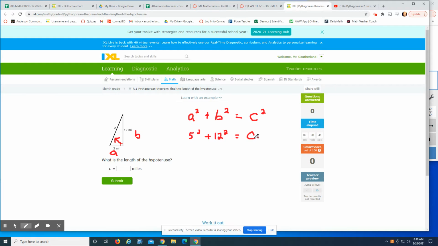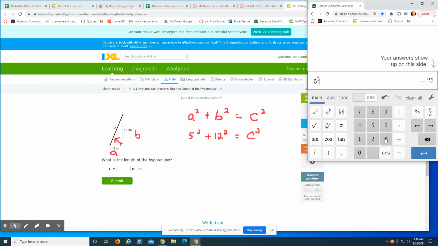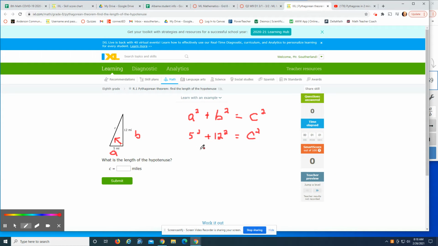One of the easiest ways to do this is to just type that into a calculator. If we type that in, 5 squared plus 12 squared is equal to 169. But you're not quite finished. So this is going to be 169, and it's equal to c squared. Now, here's the weird part: I don't want to know what c squared is. I want to know what c is. In order to undo a square, I have to find the square root. If I do that on that side, the square root of c squared is just going to be c.